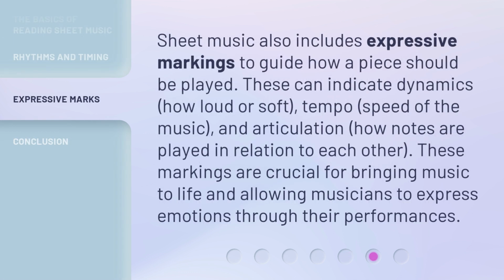Sheet music also includes expressive markings to guide how a piece should be played. These can indicate dynamics, how loud or soft, tempo, speed of the music, and articulation, how notes are played in relation to each other. These markings are crucial for bringing music to life and allowing musicians to express emotions through their performances.